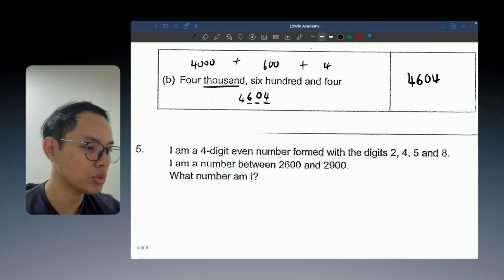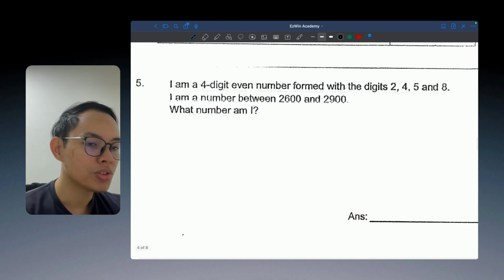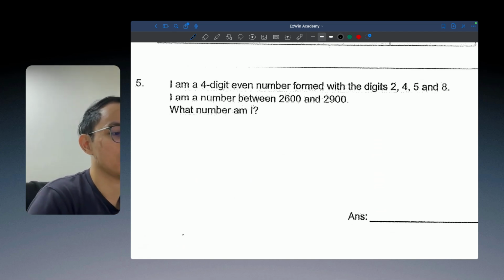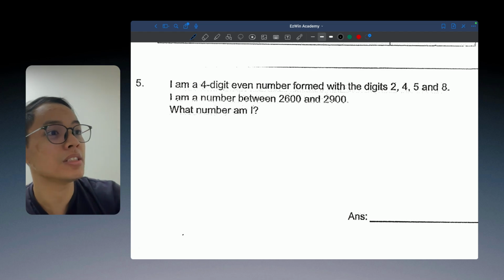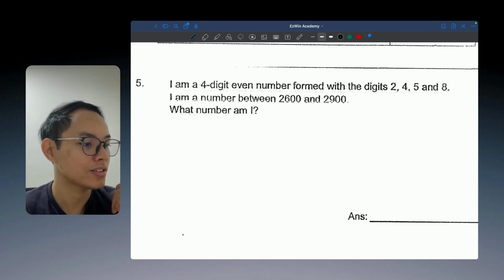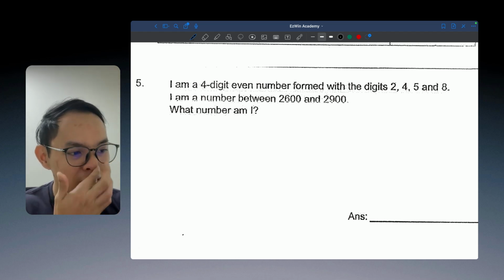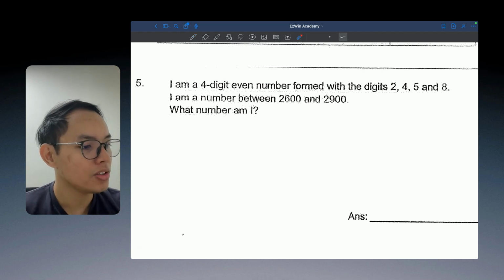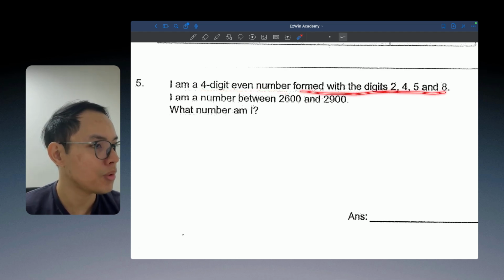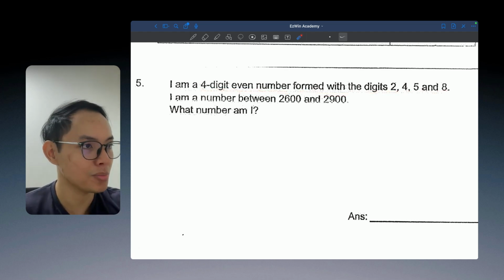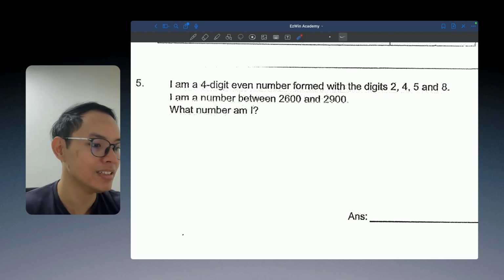Okay, let's move on to question number 5. If you want to do this on your own, pause this video. Otherwise, let's continue on. It says here, I am a 4-digit even number formed with digits 2, 4, 5, and 8. Before we go through the next line, let's break down this first line.